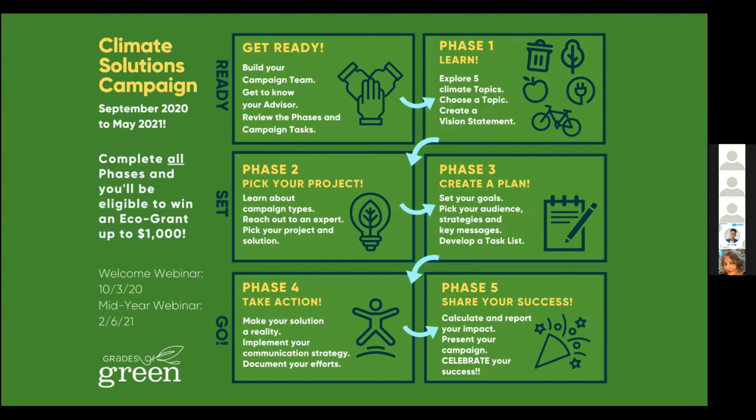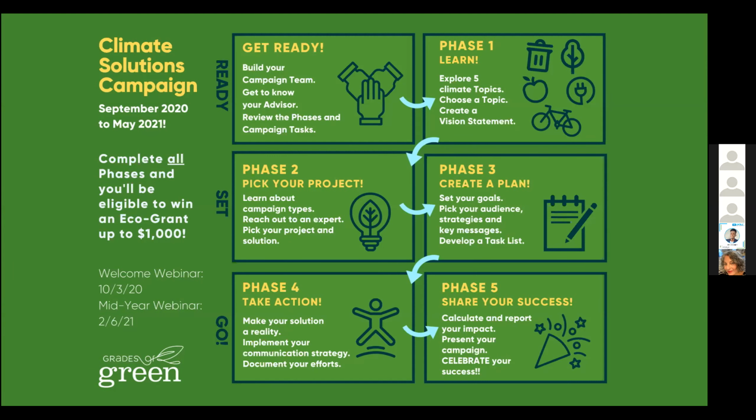This campaign map gives an overview of how the whole campaign is organized. And you can see that it's broken down into 3 main sections. They're in blue: ready, set, and go. And then from there, it's broken down into 5 phases. Phase 1, learn. Phase 2, pick your project. Phase 3, create a plan. Phase 4, take action. And phase 5, share your success. As Anjali said, in today's training, we're just going to be covering Get Ready through phase 3. But we will cover phases 4 and 5 in the January 30th training.